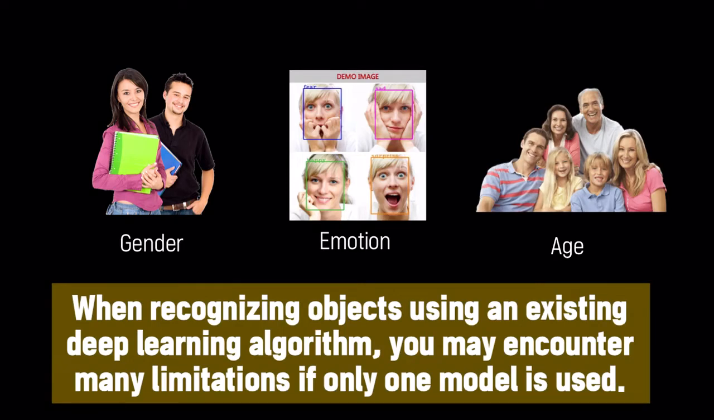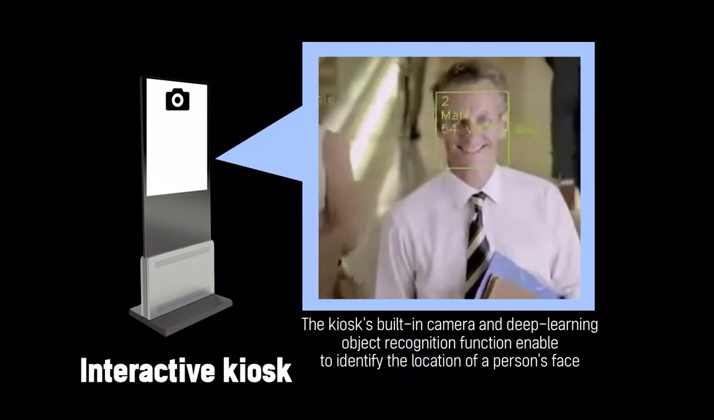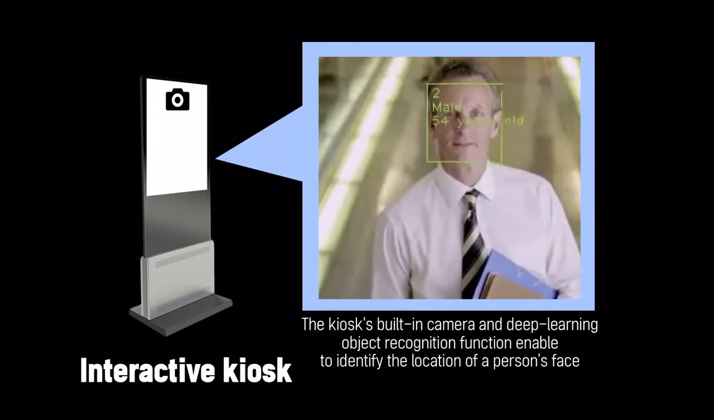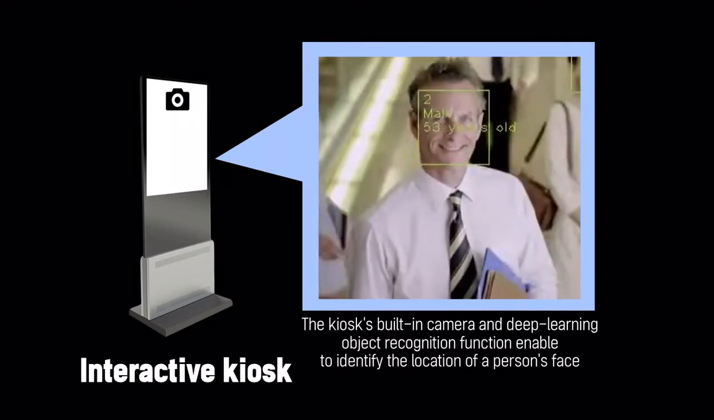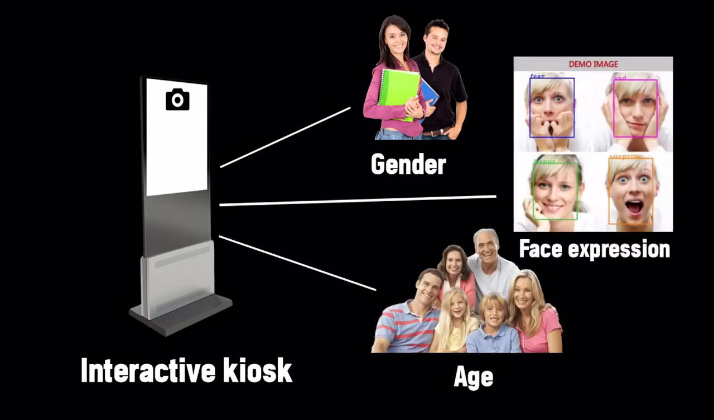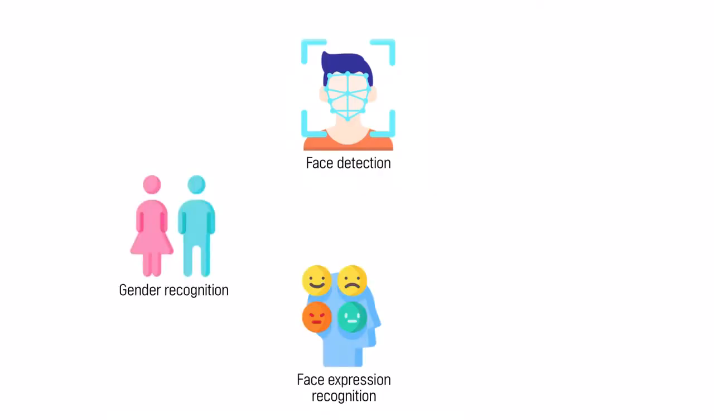For example, consider a signage billboard system with a built-in camera that identifies the customer's characteristics for customized advertisements. Using an object detection algorithm, it would be possible to recognize a person's gender or age, but it would not be easy to recognize the person's gender, age, and facial expression, all at the same time, using only a single deep learning model. A problem like this might be solved using multiple deep learning models.